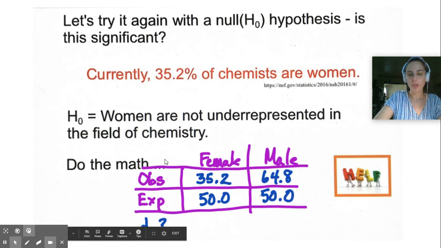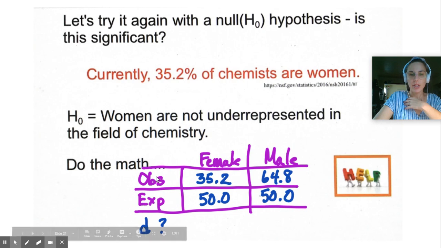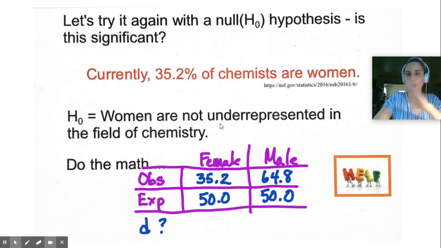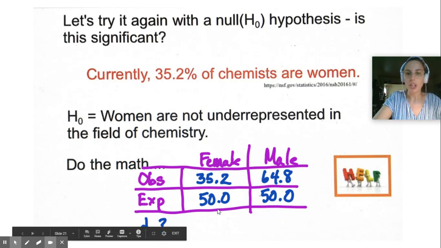So if we create a little table here, right? Null hypothesis: women are not underrepresented. So let's look at our observed numbers. Observed, we have 35.2% of chemists are women, meaning 64.8% are male. If it's expected, if we're matching the rules of binary 50% male, female, then it should be 50% of chemists are female and 50% are male.